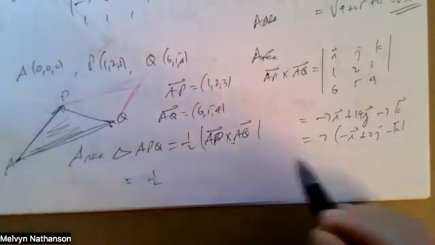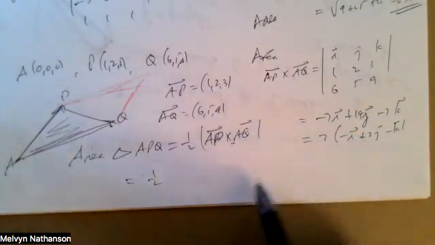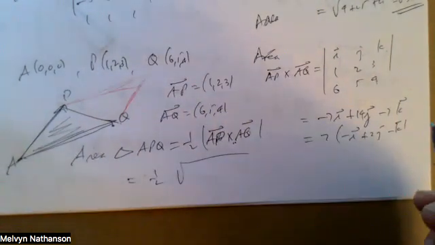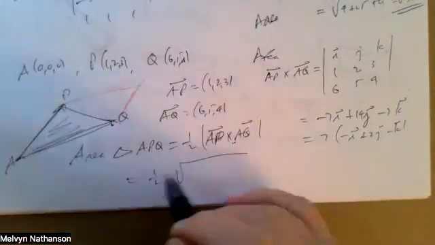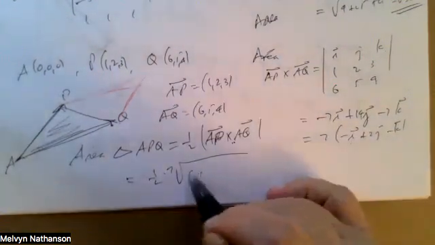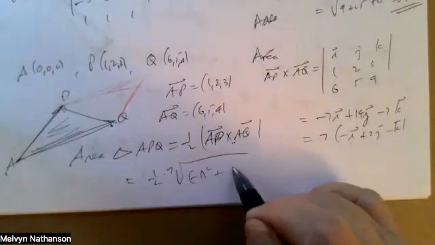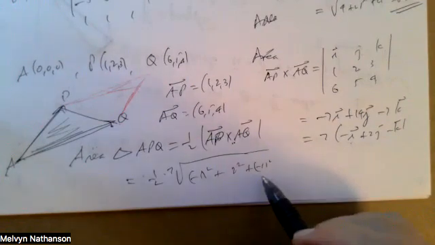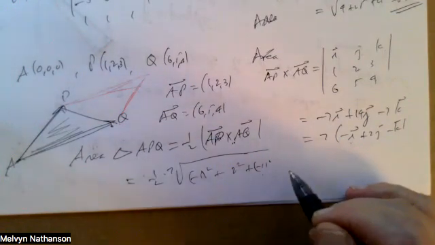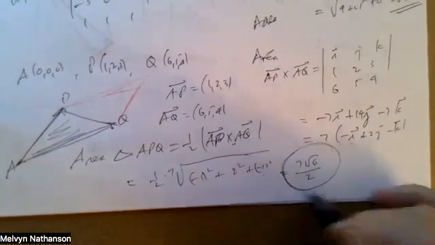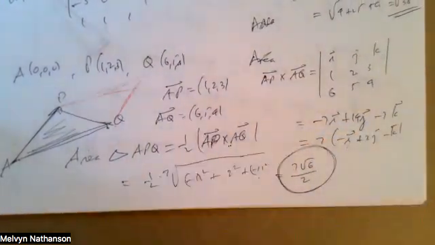So the length of this vector is, I take the sum of the squares of the coordinates, the square root of 7 squared, take that outside, 7, times the square root of minus 1 squared plus 2 squared plus minus 1 squared. This is 1 plus 4 plus 1 is 6. So I get 7 square root of 6 over 2. And if I did the arithmetic correctly, that's the result.